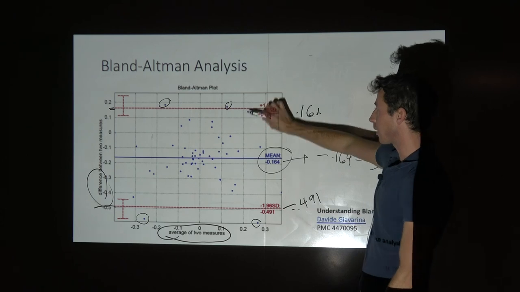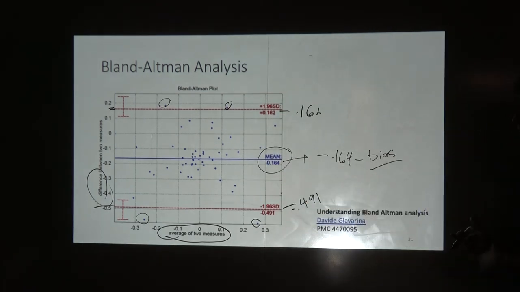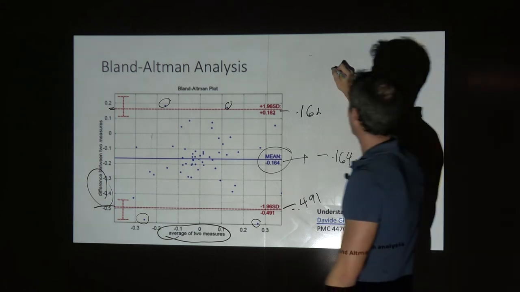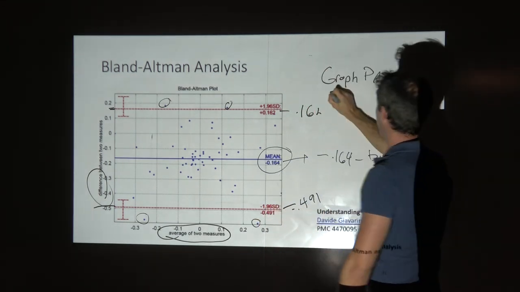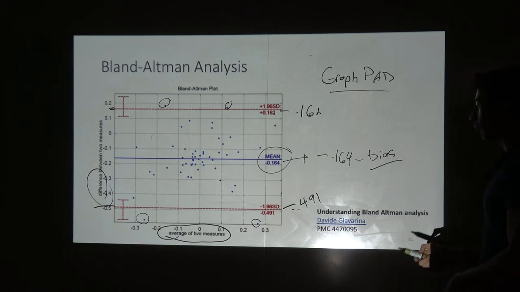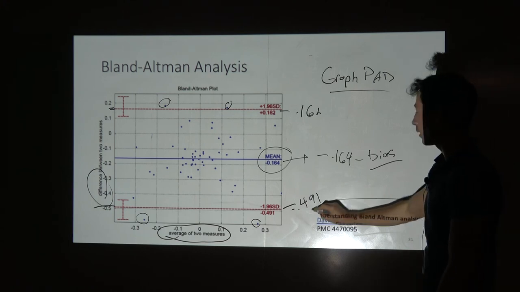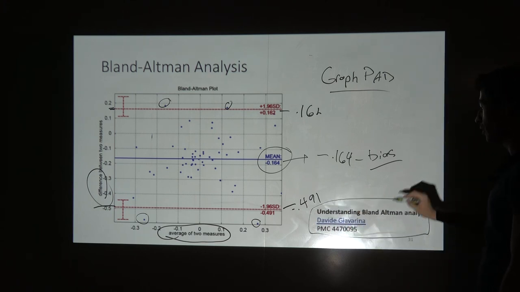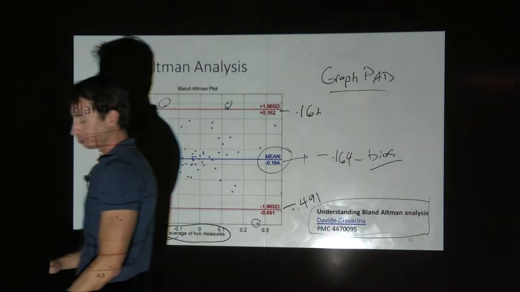To create one of these in Excel is not entirely straightforward, at least to get it to draw these 95% confidence interval lines and to clearly report the bias values, but there's a number of software packages out there, including GraphPad. If your lab doesn't have it, you're welcome to ask me, and you can use the version that we have. But it's a really powerful way of looking for bias if you're comparing two different methods. And this is another good resource if you'd like to learn more about Bland-Altman analysis.